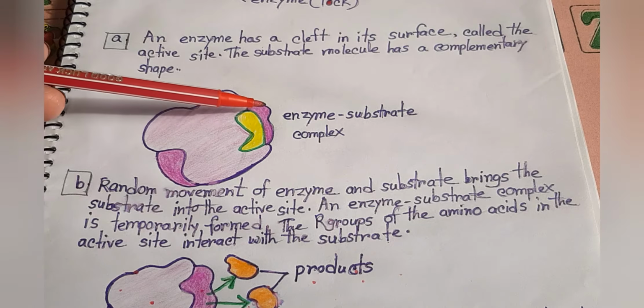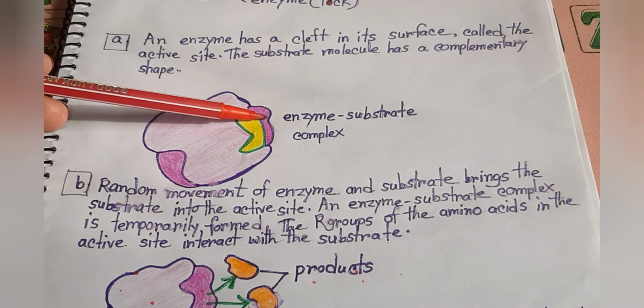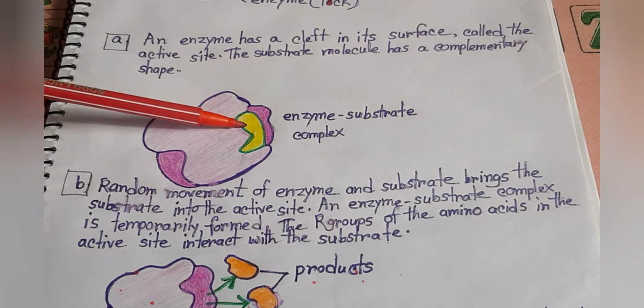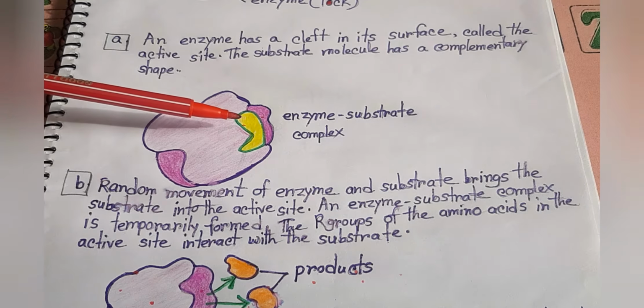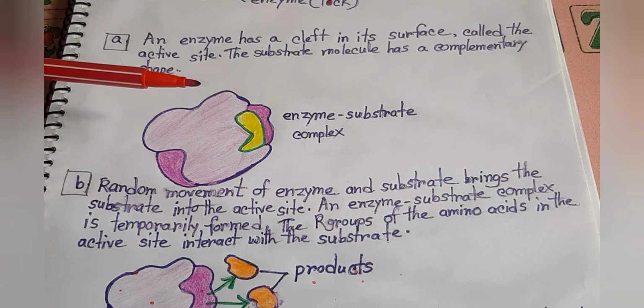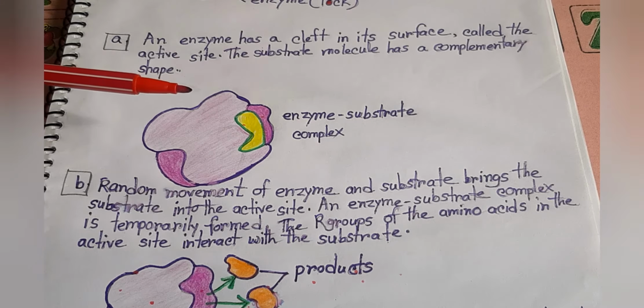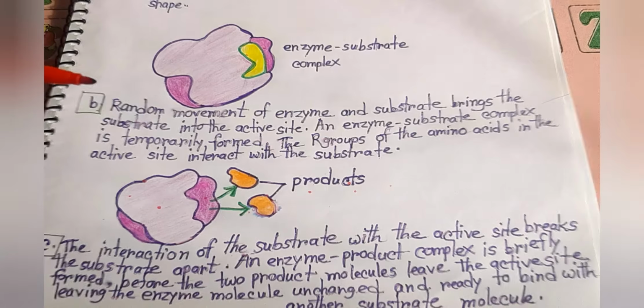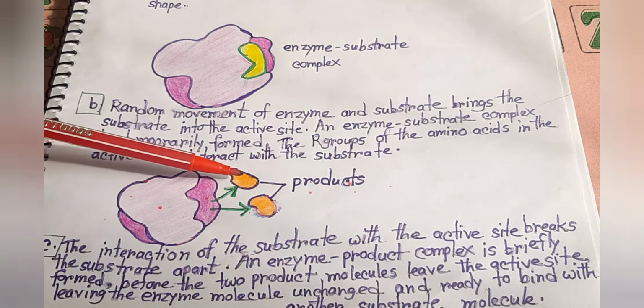So what is the active site? This is an active site and this is a substrate. An enzyme-substrate complex is temporarily formed. The R groups of the amino acids in the active site interact with the substrate. Now these are the products.